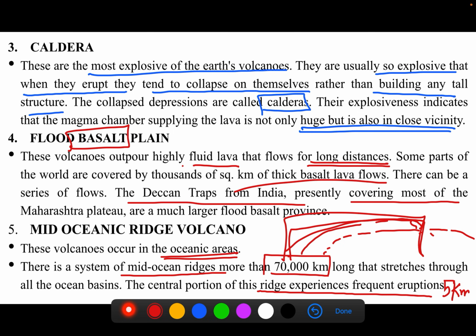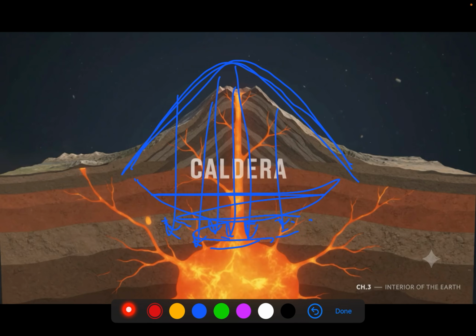However, continental crust like in the Himalayas is 70 km thick. You'll never experience a volcano in the Himalayas because the crust makes it difficult for the magma to come out. However, oceanic crust is so thin that it becomes easy for the magma to come out. So like this, we have discussed all the types of volcanoes. We have seen the shield volcano, composite volcano, calderas, flood basalt plain and mid-oceanic ridge volcano. Now what we have to understand next is what are the different landforms formed by this magma or lava. Fine, let's move on to this section.